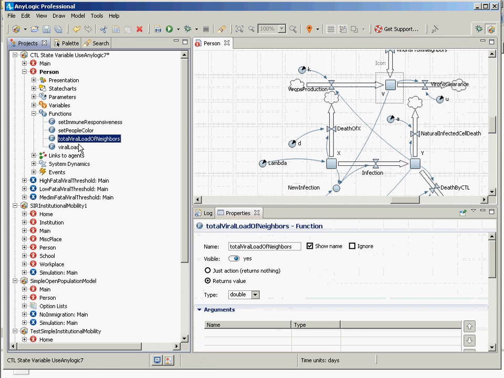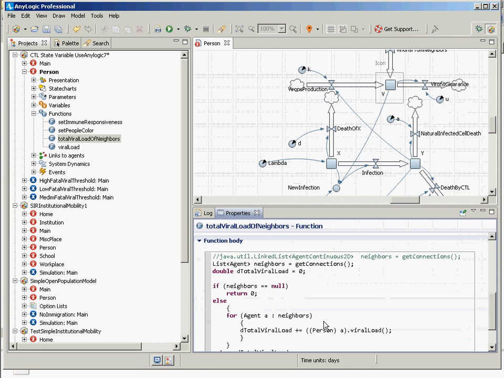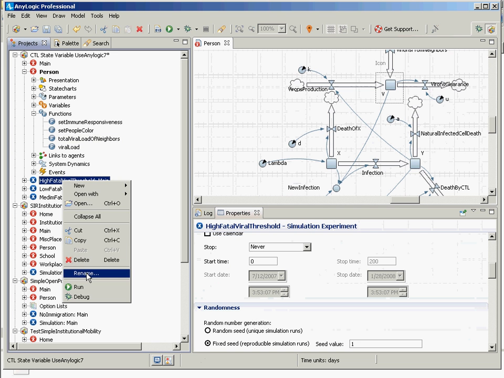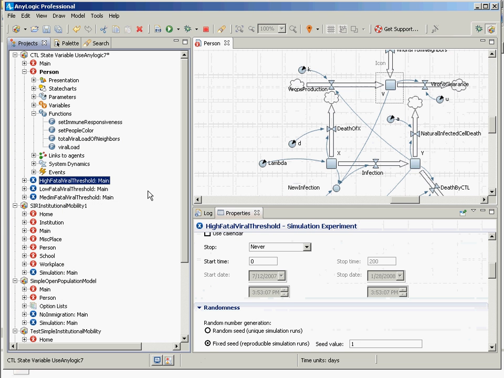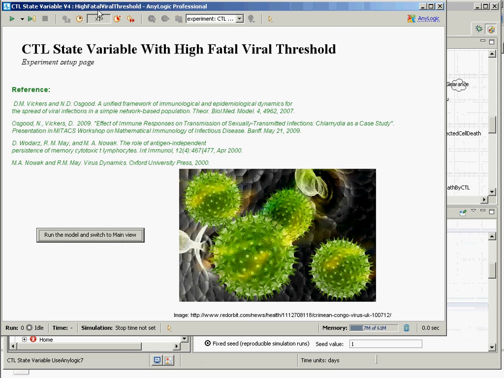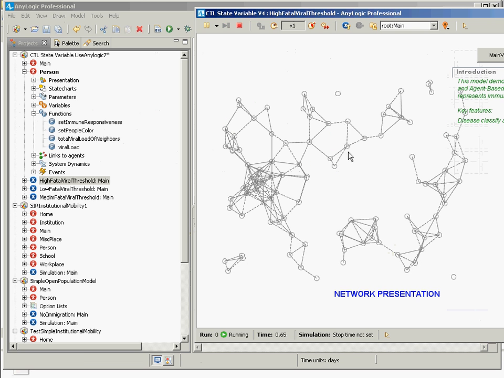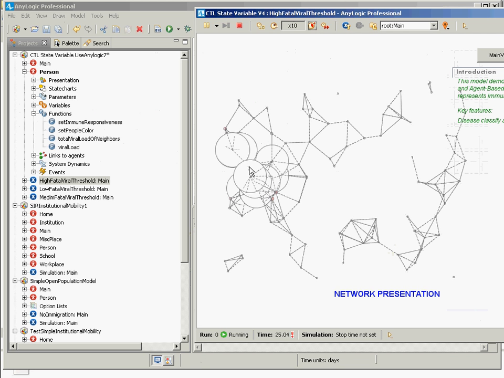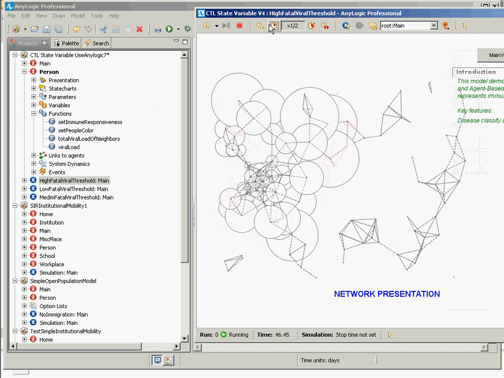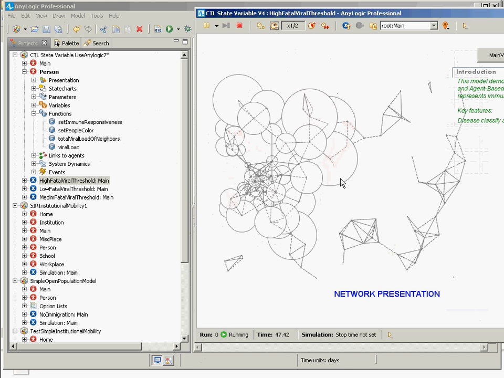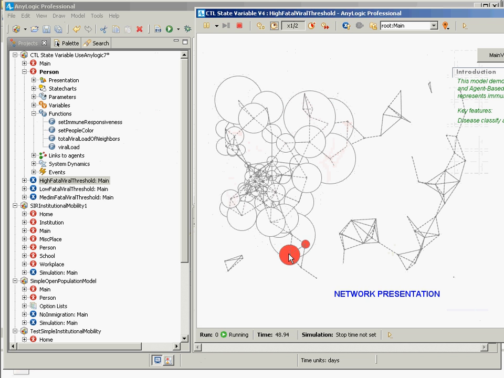That total viral load of neighbors is computing, getting each person in their connections in a network. So let's run this model, and let's specifically run the high fatal viral threshold here. If we run this, we'll see individuals placed into a network, and you can see an index individual getting infected. I'll slow this down. The infection is spreading across the network over time. So these people are getting infected now.